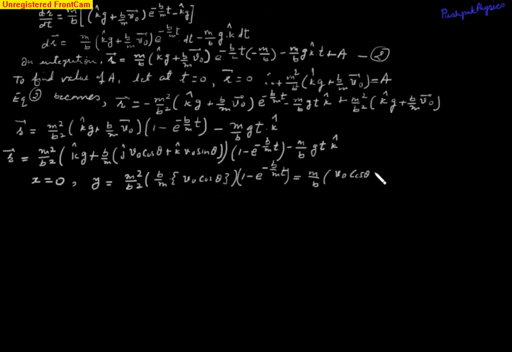So from here we get this part only, cos theta multiplied by 1 minus e to the power minus b over m into t.